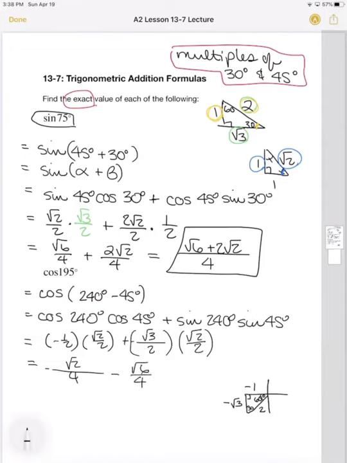So I'm going to go ahead and combine those. Now, there's more than one way to do this. I'll tell you what the book does, and I'll tell you what I think is the simplest. You can do negative root 2 minus root 6, all over 4.